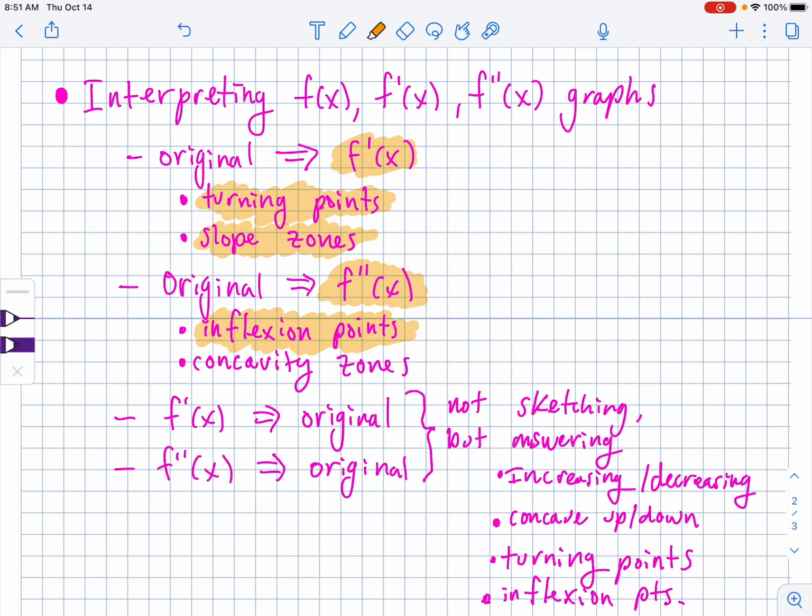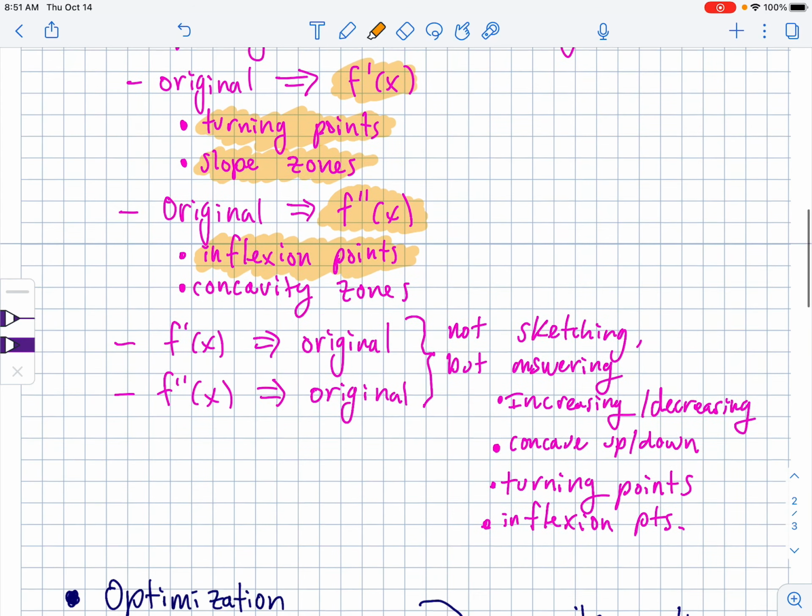Remember, inflection points are where the concavity changes from either up to down or down to up. Those should be the zeros, where it crosses the x-axis, of your second derivative. And then anytime the original graph is concave down, your second derivative should be below the x-axis. Anytime it's concave up, it should be above the x-axis.